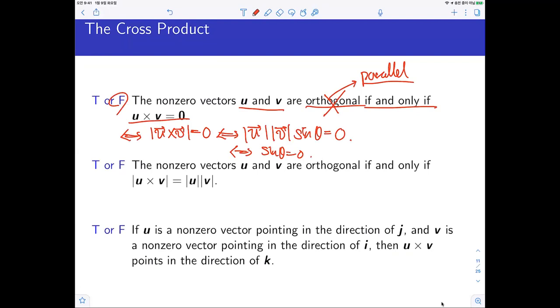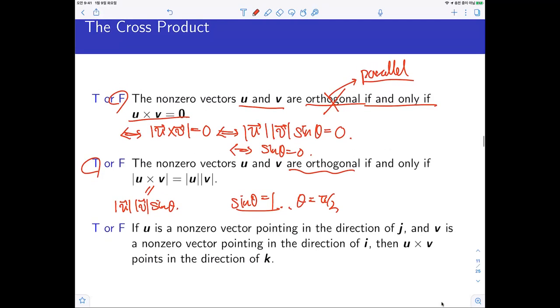So this is false. Next, the non-zero vectors. We again use the same formula, magnitude of u, magnitude of v, sine theta, then sine theta should be one. So we get theta is pi over two, so they are orthogonal, so this is true.